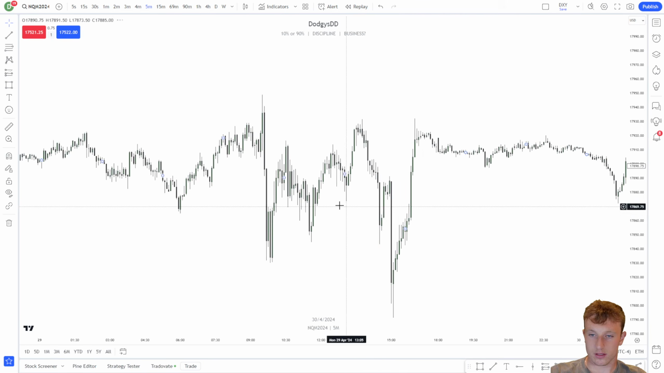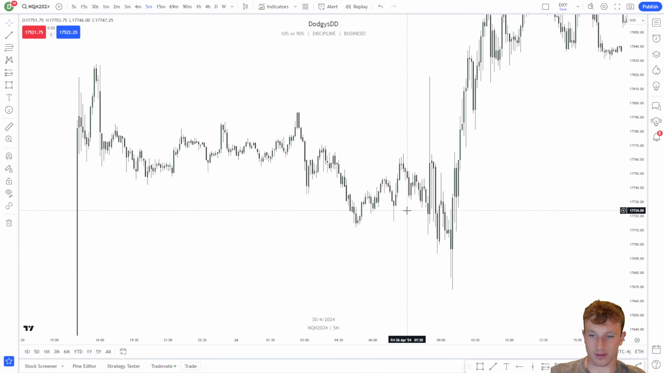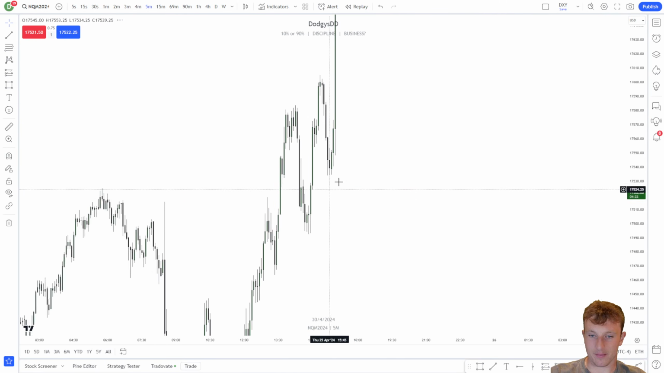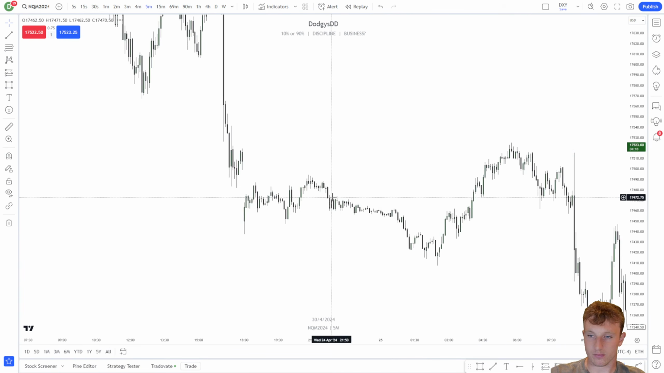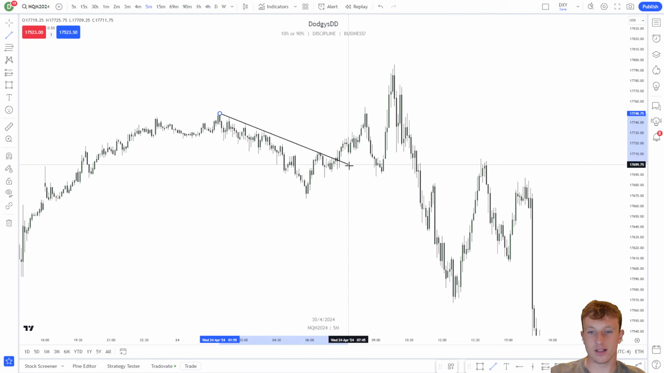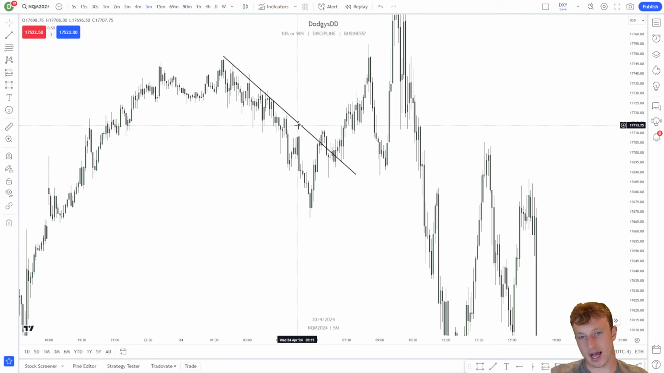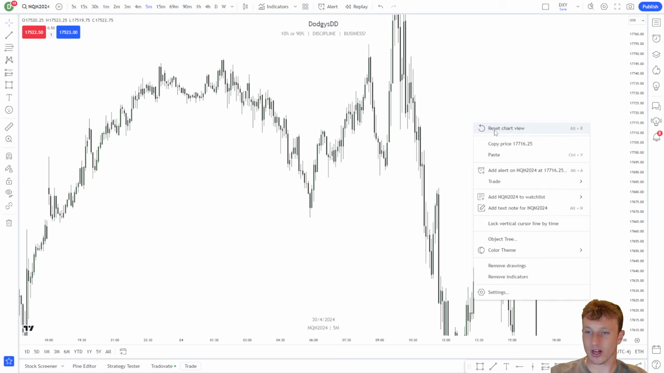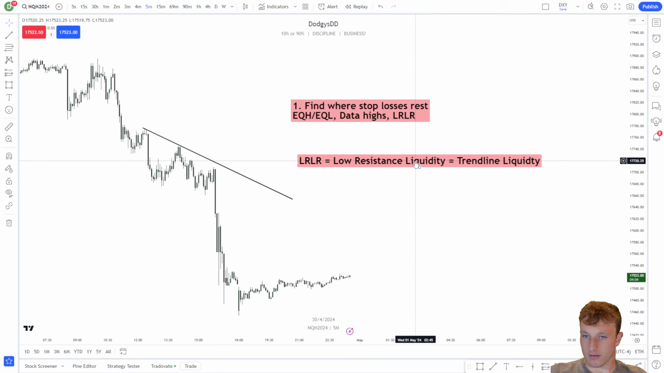What else? Let's see if I can find another example. Give me one second. It has to be just perfect. I'll find one, don't worry. Oh, this is perfect. Just a beautiful, lot of touches, lot of stops, just engineered perfectly. That's trendline liquidity. So that's what LRLR is when I refer to that.